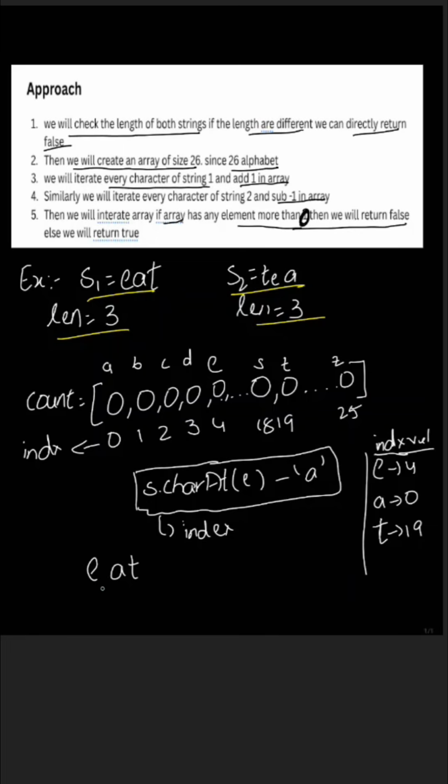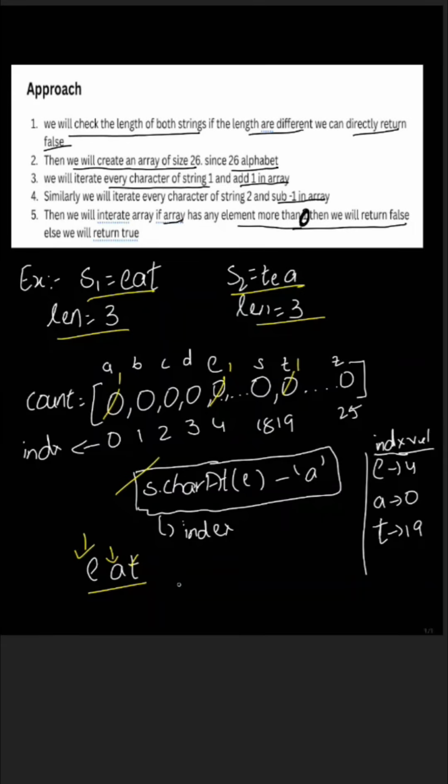Then we'll iterate the string 1, eat. First we should know the index value of e. To find the index value of e, we use this formula: s.charAt(i) minus character 'a'. We'll get the index value. Then we'll iterate. The index value of e is 4, so we'll mark it as 1. Then the index value of a is 0, we'll mark it as 1. Then the index value of t is 19, we'll mark it as 1.